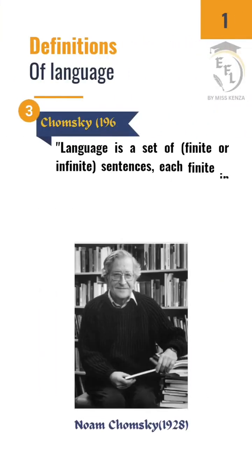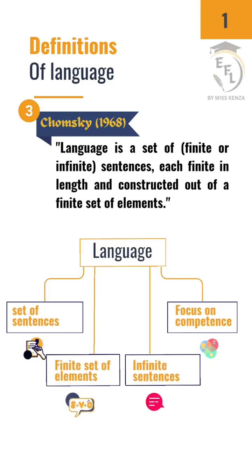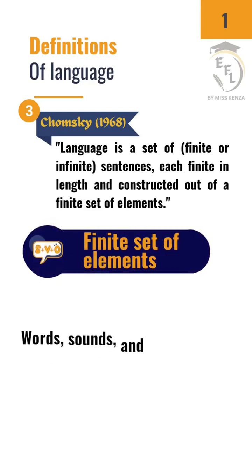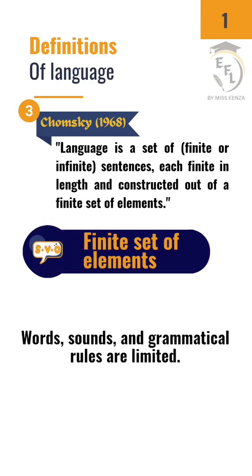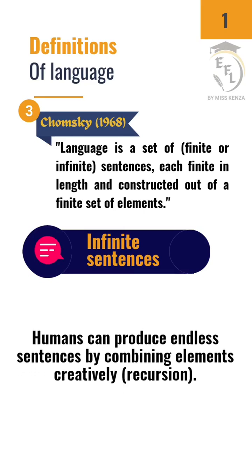Last but not least, the definition of Noam Chomsky in 1968, which says that language is a set of finite or infinite sentences, each finite in length and constructed out of a finite set of elements. Chomsky defined language as a set of sentences, rule-based, producing grammatical sentences. The finite set of elements are words, sounds, and grammatical rules, which are limited. The infinite sentences are the endless sentences produced by humans by combining elements creatively.